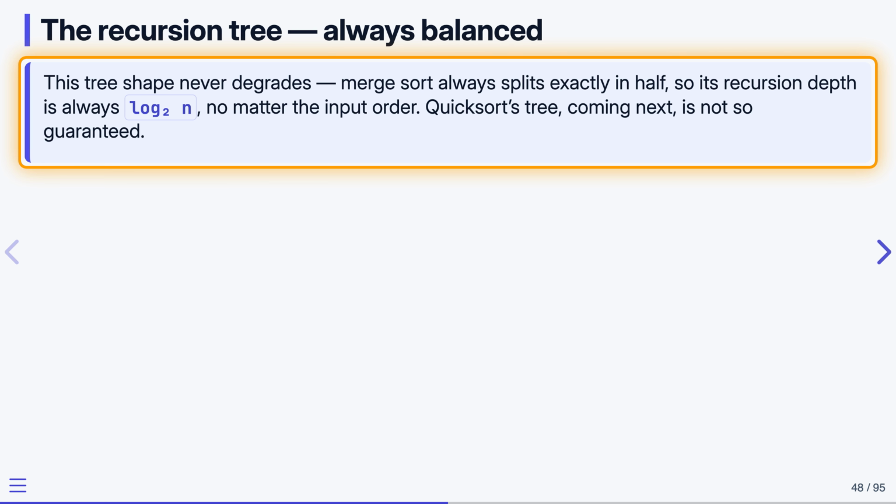Here is the property that makes merge sort predictable. This tree shape never degrades. Merge sort always splits exactly in half, so its recursion depth is always log base 2 of n, no matter what order the input arrives in. Quicksort's tree, coming next, has no such guarantee.